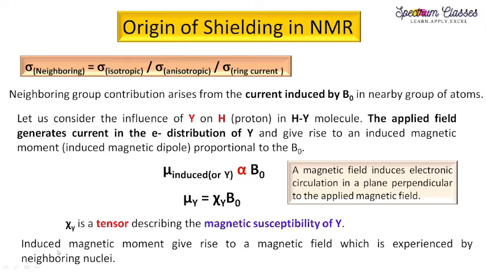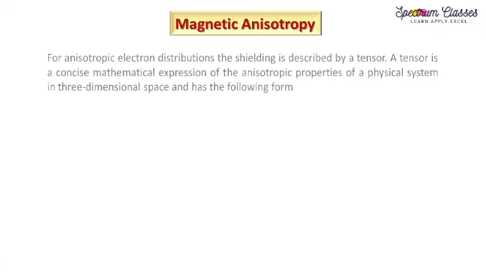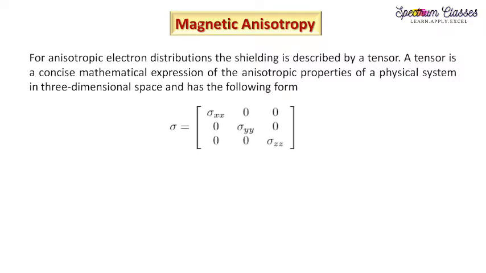Simply remember this point: when a molecule is placed in the applied external magnetic field, that field induces a magnetic moment, which gives rise to a magnetic field experienced by the neighboring nuclei. So neighboring nuclei will experience the magnetic field induced in the Y part of the molecule. If you still find it difficult, in the next slide I am going to discuss what is called a tensor quantity.